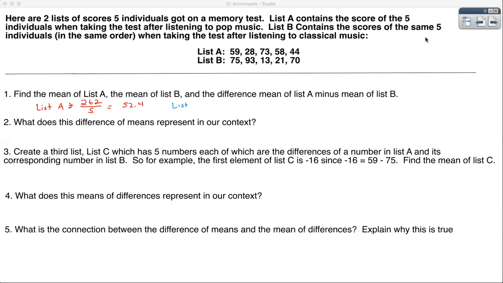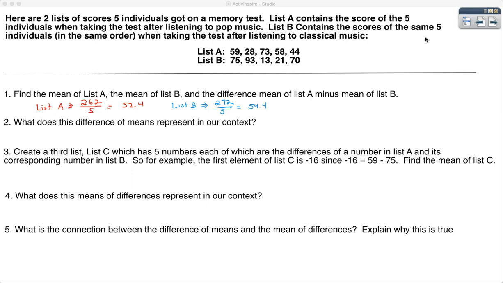Okay, now list B, same idea. I'm going to add up 75, 93, 13, 21, and 70. That's going to give me 272. There are 5 items here as well, so I divide this by 5, and I get a mean for list B of 54.4.